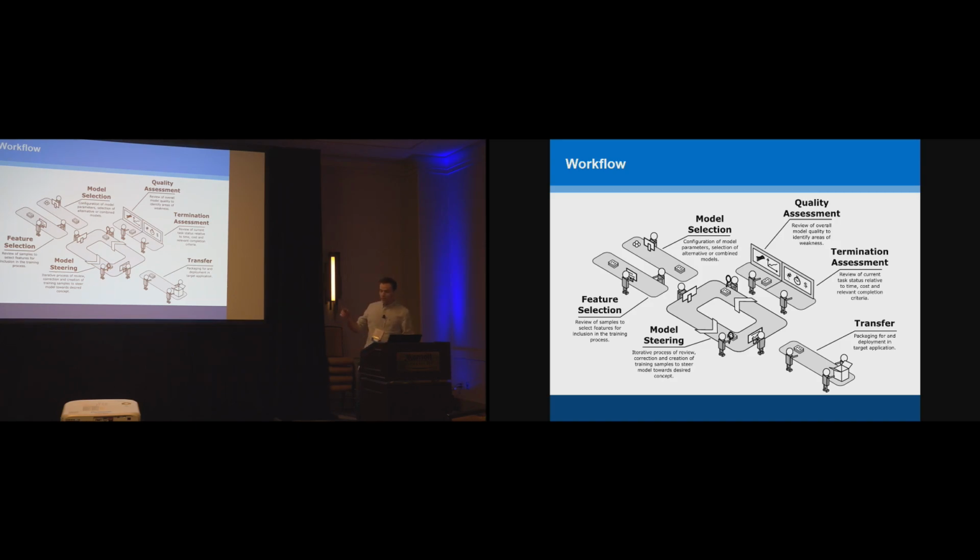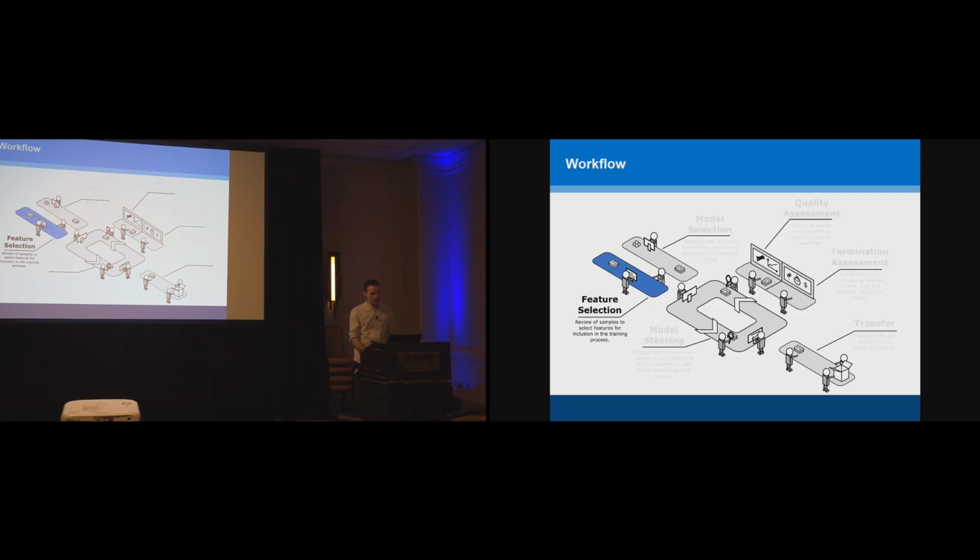So the model steering, the big circle in the middle, is, I guess, where most research to date has been concentrated. Just briefly go through each of these. So there may be a need in the future to support feature selection and model selection as precursors to the model steering process.